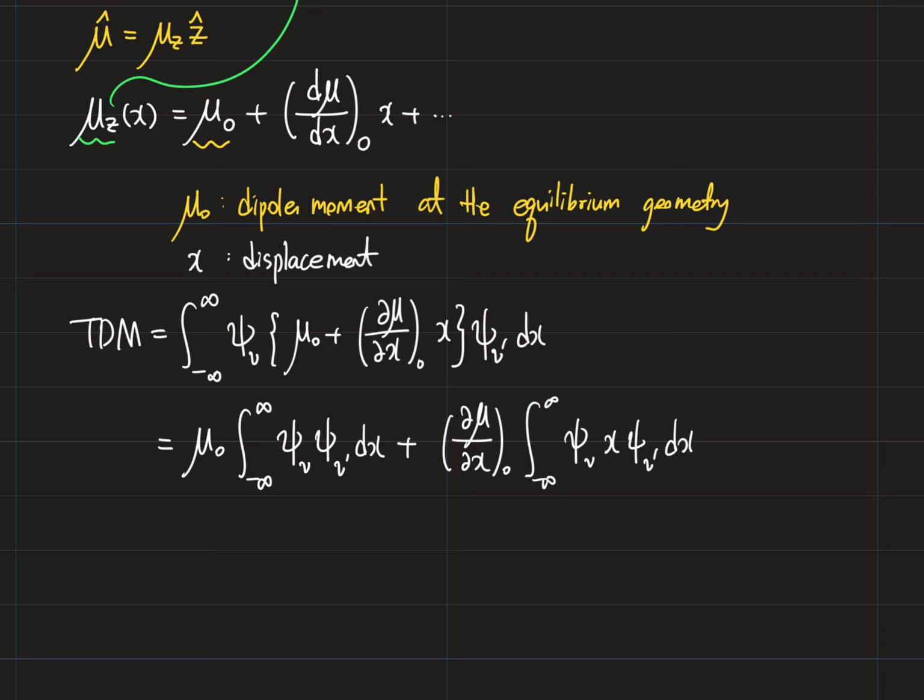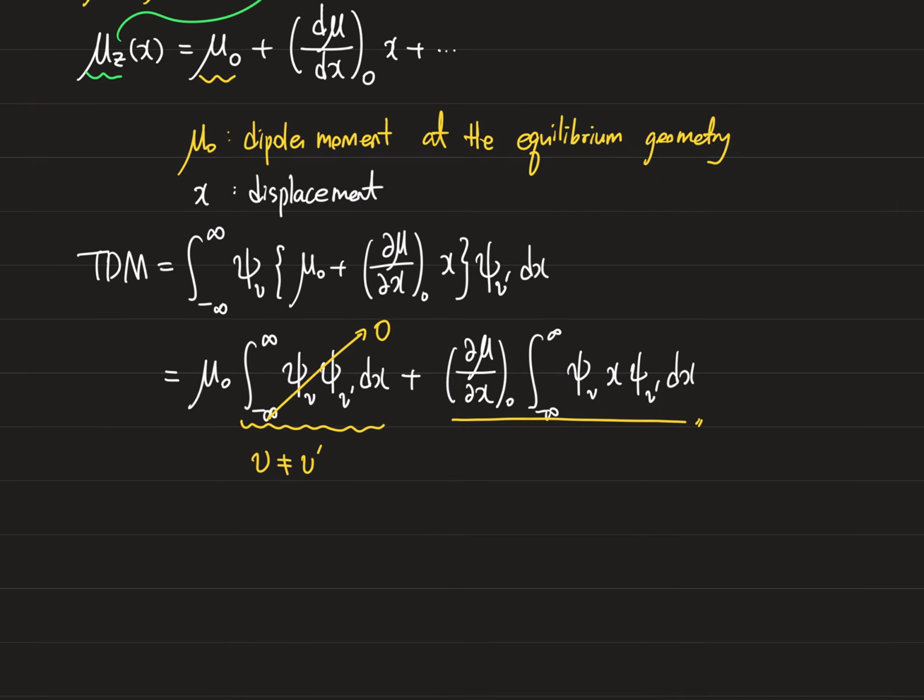You will easily realize that the first term should be 0, right? We are now discussing the transition from v to v prime. That means v cannot be the same as v prime. So due to the orthogonality condition, this integral should be 0. And we only have the second term, so we need to calculate this integral.